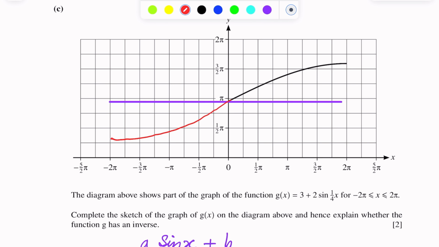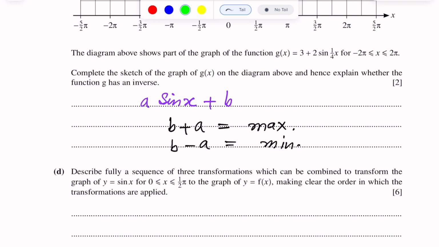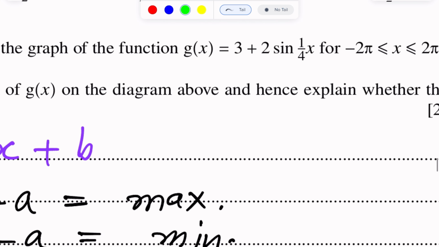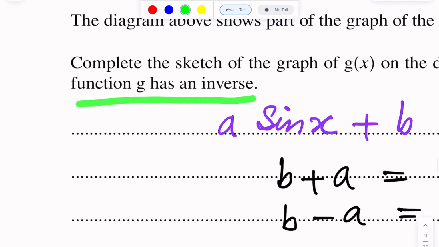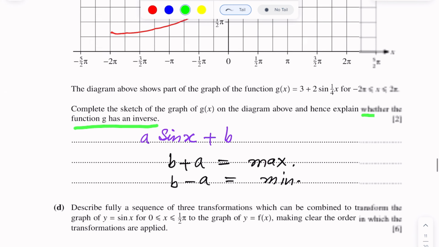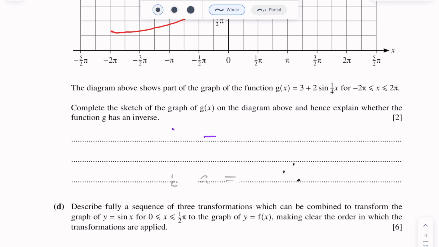Now this is the graph from minus 2 pi to 2 pi. Now we have to explain whether the function g has an inverse. Yes, the function does have an inverse because the function is 1 to 1.